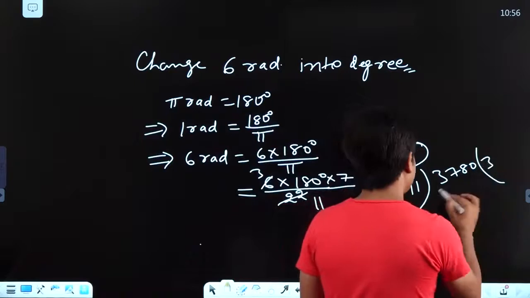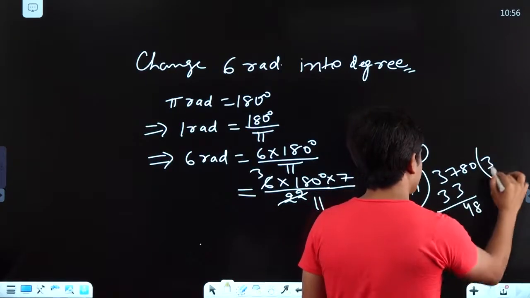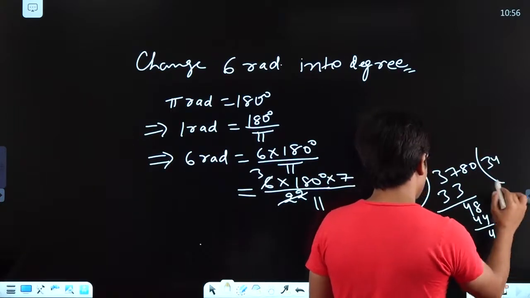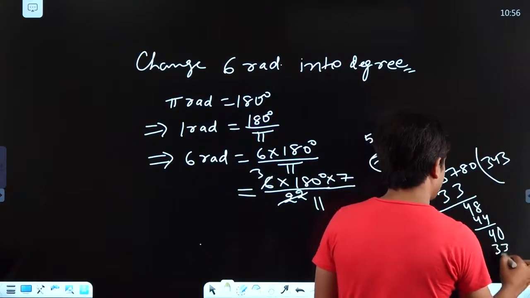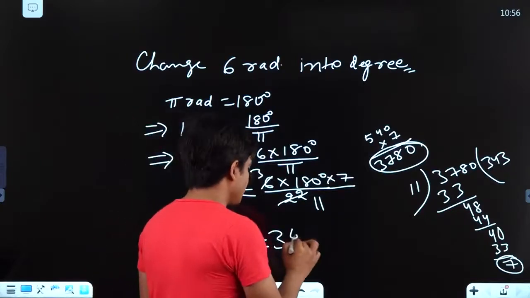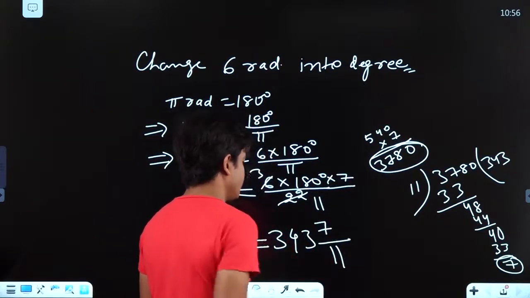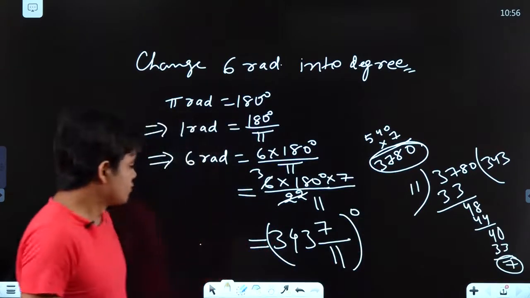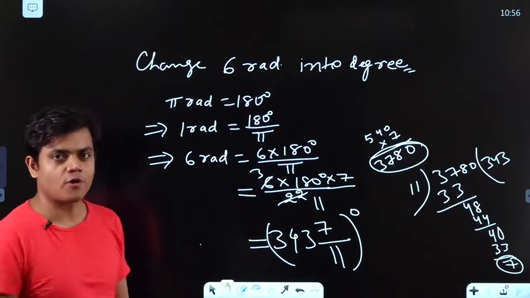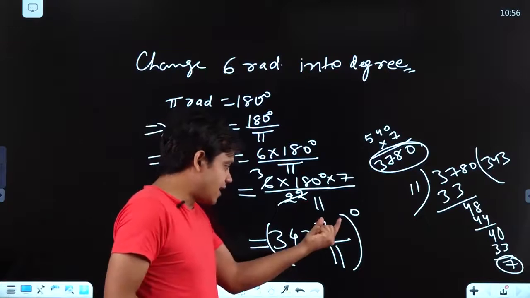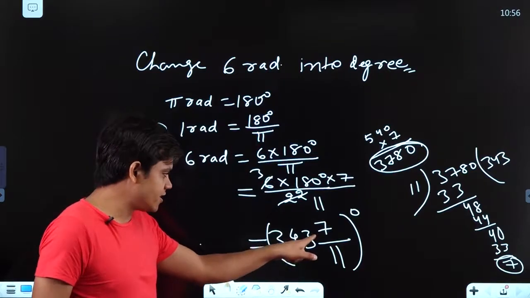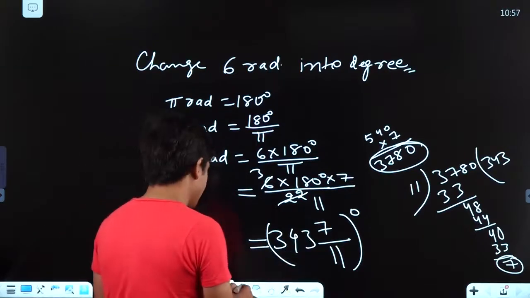So what shall you get? It will be 343 and 7 over here. So we can write it as 343 7 by 11 degree. Okay. But we will not stop here. We have to get the angle in terms of minute and seconds also. So this is 343 degree plus 7 by 11 degree, right?